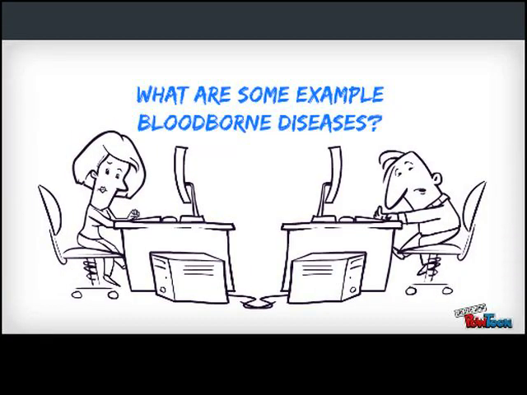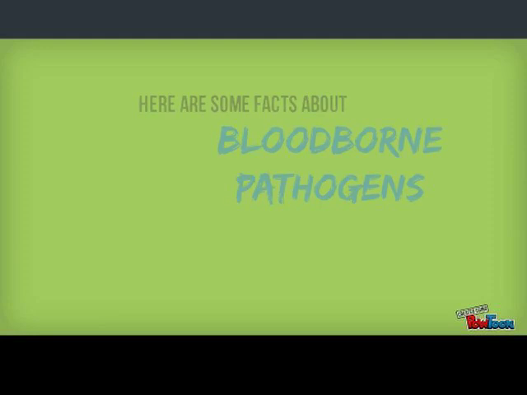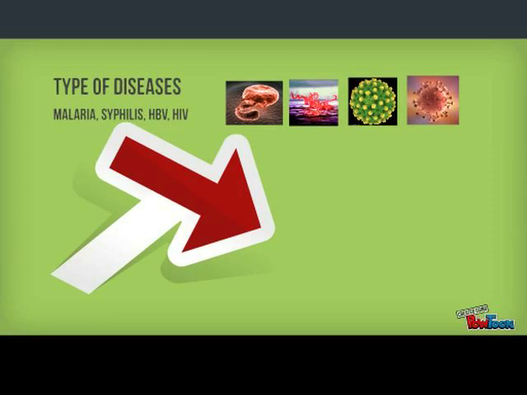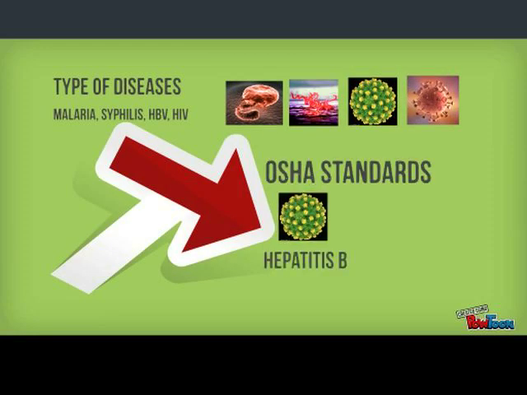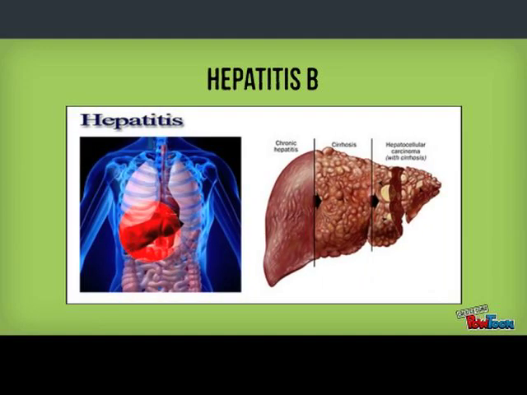What are some examples of bloodborne pathogens? No research is necessary, Miss Smith. We have some examples to show you. There are many different bloodborne pathogens, including malaria and syphilis, but hepatitis B and the human immunodeficiency virus, HIV, are the two diseases specifically addressed by the OSHA bloodborne pathogen standard. While there are several different types of hepatitis, hepatitis B is transmitted primarily through blood-to-blood contact.